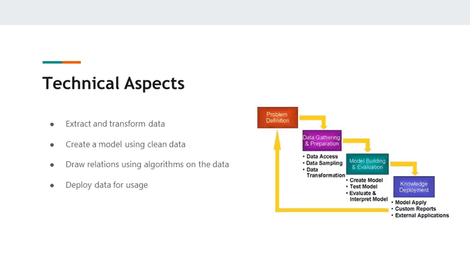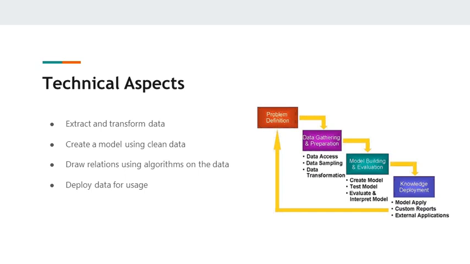So the main technical parts to understanding data mining begin with first understanding that once the data is obtained, it needs to be extracted and transformed. This could be cleaning, sorting, things of that nature. And then after you've done that, you take your clean data or your sorted data and you feed it to your model. And your model then uses complex algorithms to draw the relations that you're looking for.